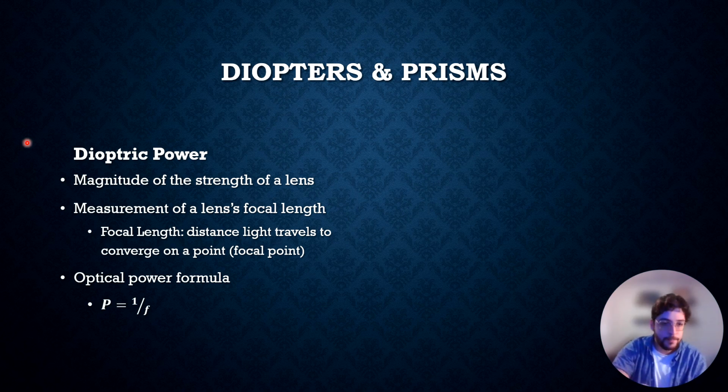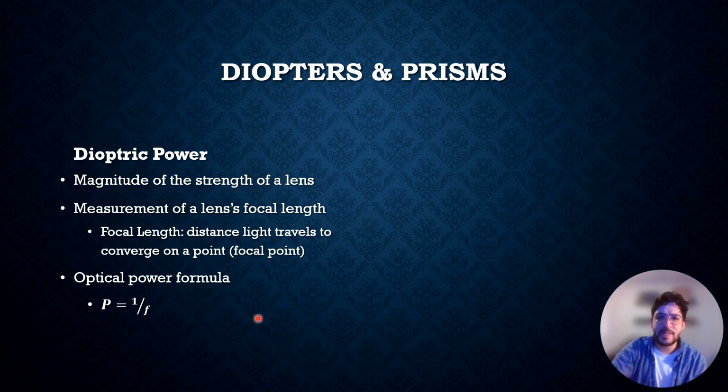With this being physics, there's obviously going to be a formula involved. The optical power formula is the one that we use, where P is the dioptric strength, the number in diopters, equals 1 over F, where F is that focal length.